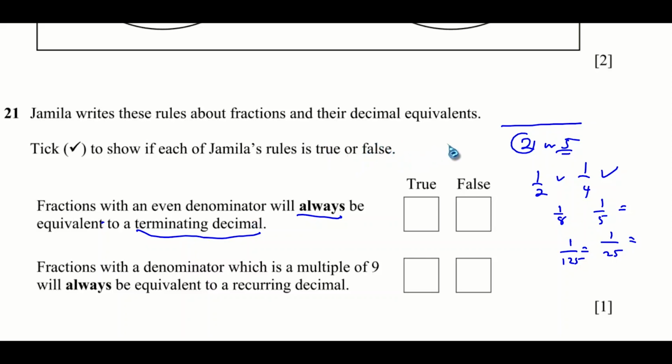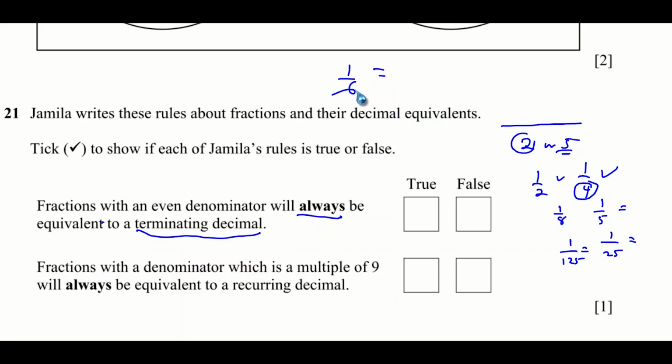Okay, so let's look into this. If you have 2 as an even number, fine, we are sure. If you have 4, so what if the number is not a power of 2? So let's take for instance 1 out of 6. 6 is not a power of 2, so that means this will give us a recurring decimal.